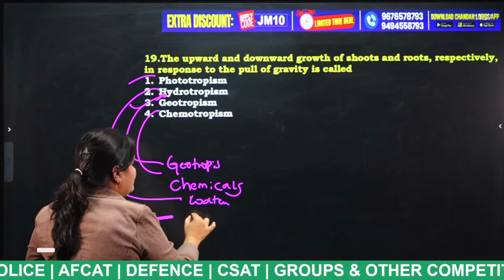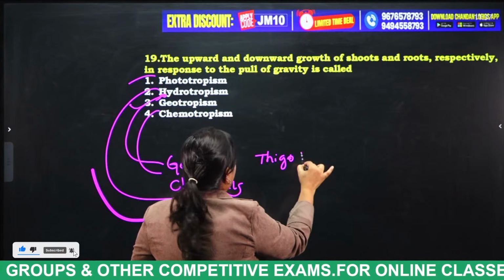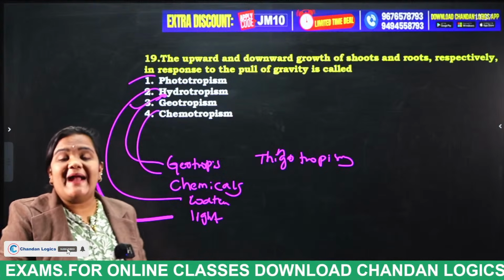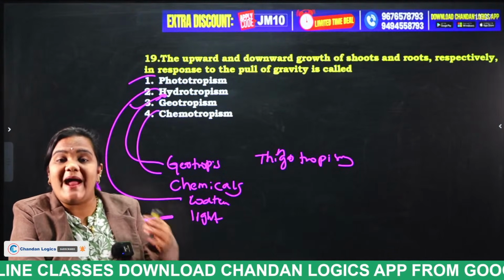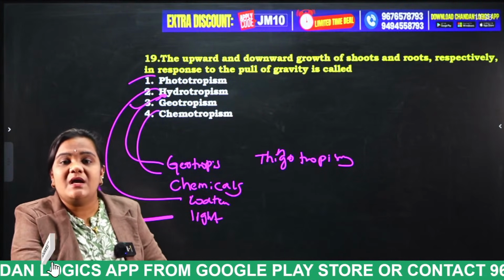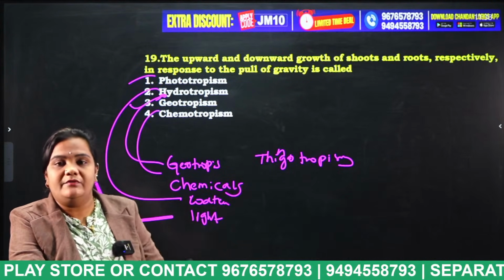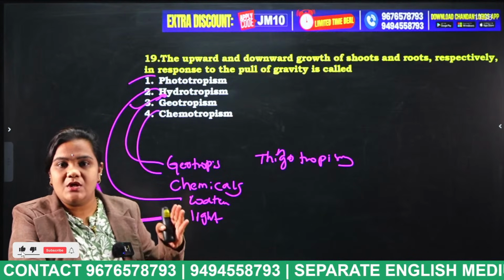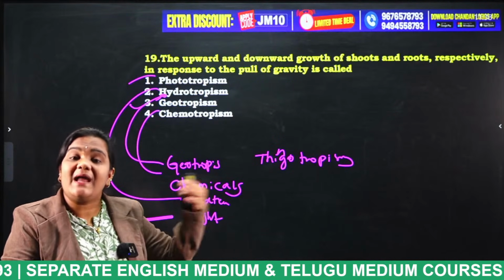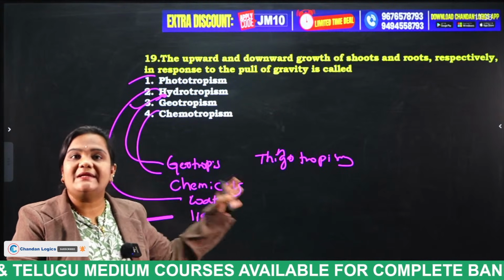If plants react to sunlight, we call it photosynthesis. What is this? Thigmotropism or something. If plants react to solid objects, we call it what, students? Thigmotropism. That means, for example, there are some plants which climb on the floor, so their tendrils wind around solid objects. Right? That means they are attracted to solid objects. That type of tropism we call what, students? Thigmotropism. Okay.